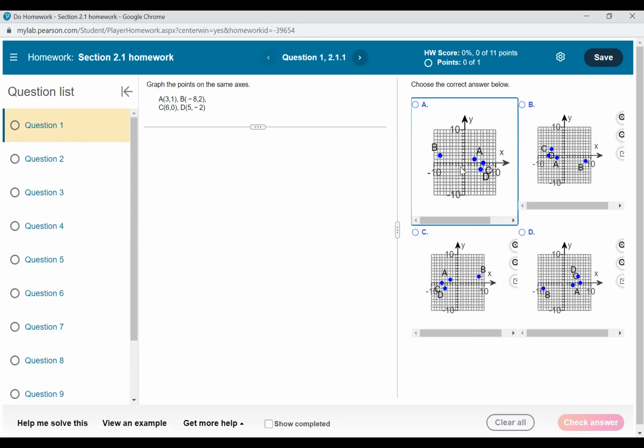But if it would have been wrong on any of those, I'd have checked B, and then I'd have checked C, and then I'd have checked D. But usually there's only going to be one correct with the A. So once you get the A correct, you can find those other 3 points on there, okay?